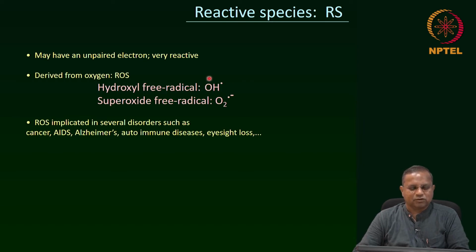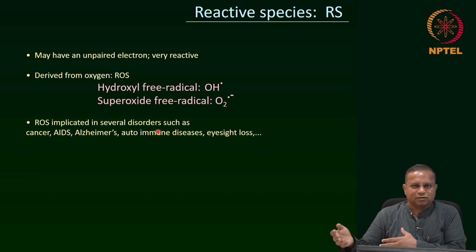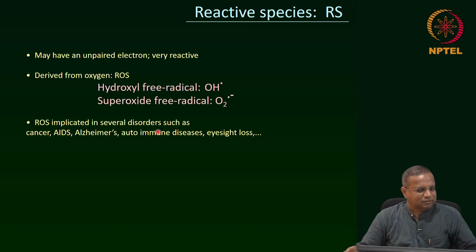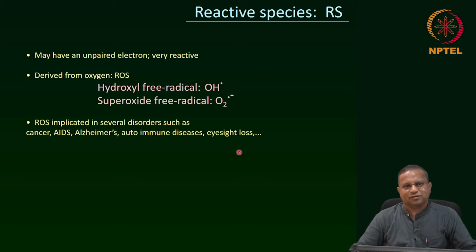Hydroxyl radicals, OH dot, the dot is on the O, the unpaired electron is on the O. The superoxide free radicals, O2 dot minus. And this is nothing new. The reactive oxygen species have been implicated in very many different diseases. In fact, I have an entire course, an elective, on reactive species in medical and related technology, right? And yeah, that's a whole different field altogether.